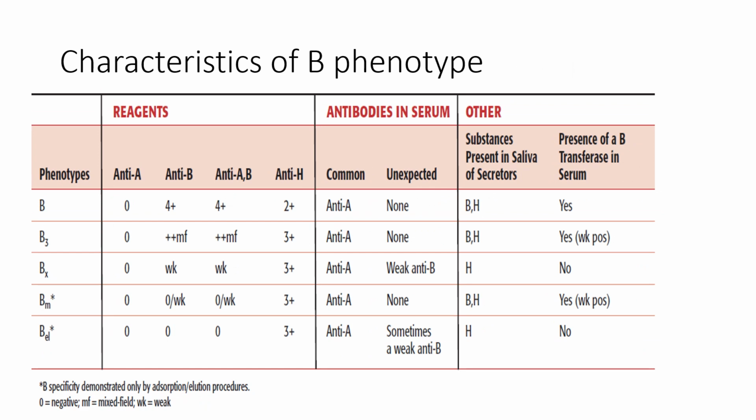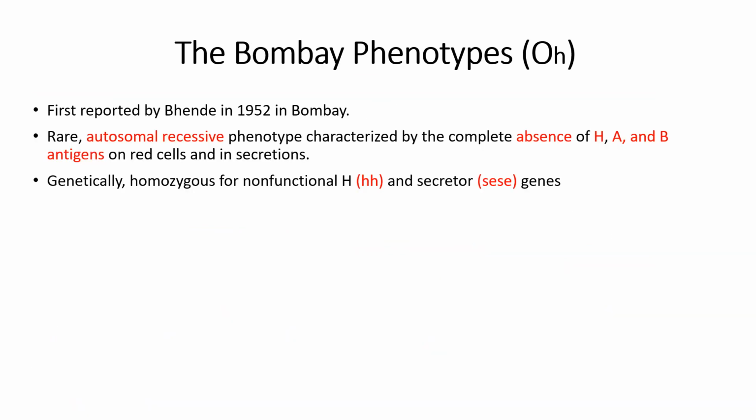B phenotype, obviously, we have subgroups of B, but they are not as many as A subgroups. B subgroups have been detected in a lesser number, but they are there, and you can see them serologically as well. Very important is the Bombay phenotype. It was discovered in Bombay, we all know that, but which is now Mumbai. This is a very important concept.